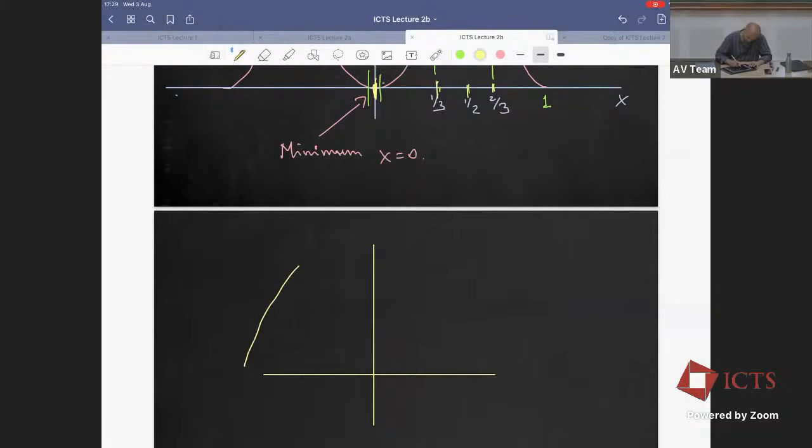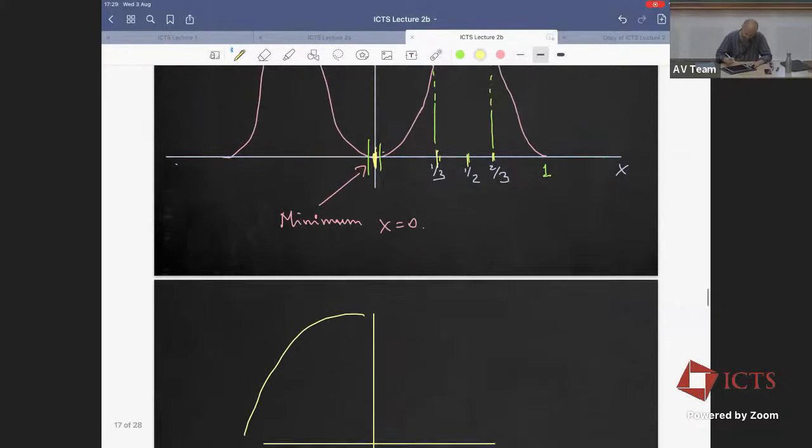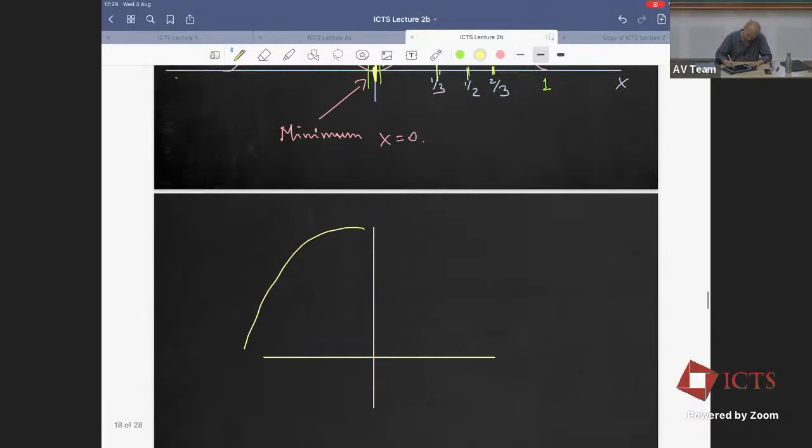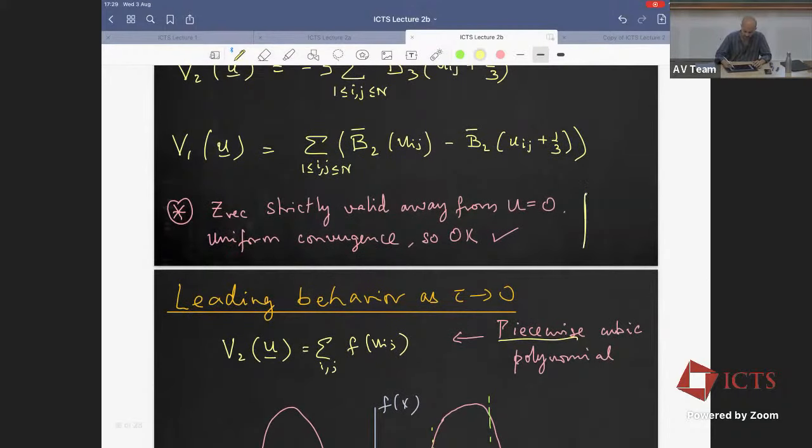It looks like this. So if I plot the actual potential, it looks like this. Okay, and then there's a dip. And if you're plotting the log, it goes to minus infinity. But you can do uniform estimates for this.